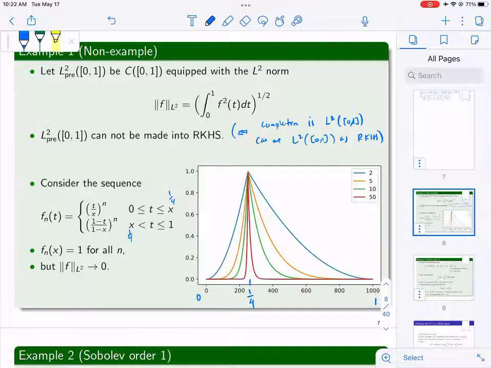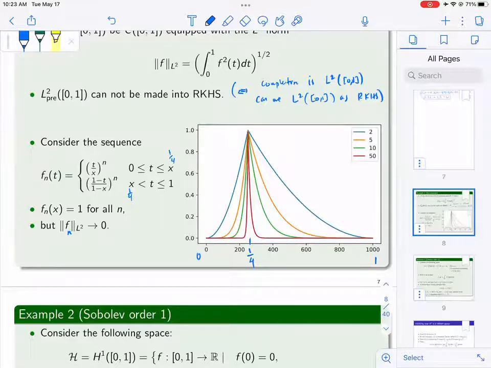Because when you complete the space, the norm is extended and doesn't change on the original space. So you'd have a Hilbert space whose norm would be L2 for these. It goes to 0 on the sequence, but the evaluation at x doesn't converge. So fn of x has to converge to the limit at 0, which is 0, but it doesn't. So the completion of this space cannot be an RKHS. Okay, so the L2 space on 0, 1, for example, is not an RKHS.